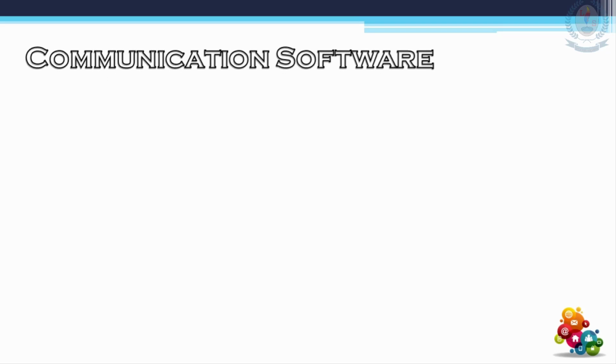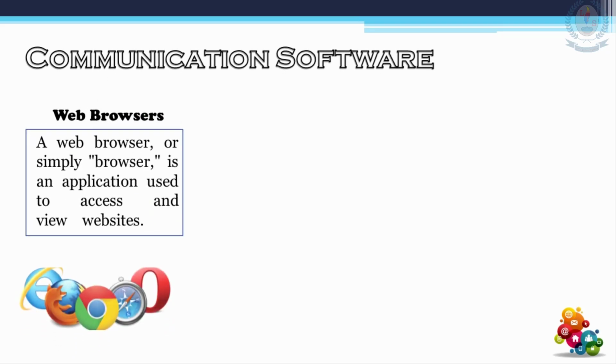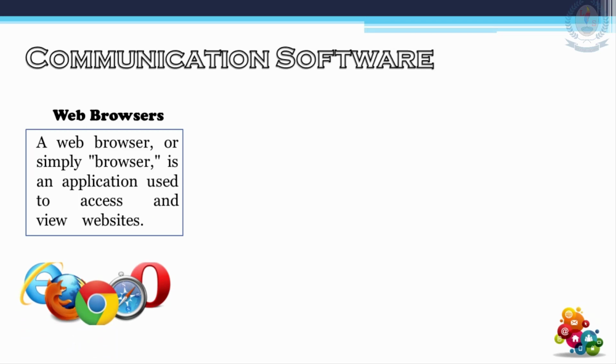Let's see what the communication softwares are. First one is web browsers. A web browser is a software program that allows a user to locate, access, and display web pages. You can see the examples: Internet Explorer, Firefox, Google Chrome, Safari and Opera.